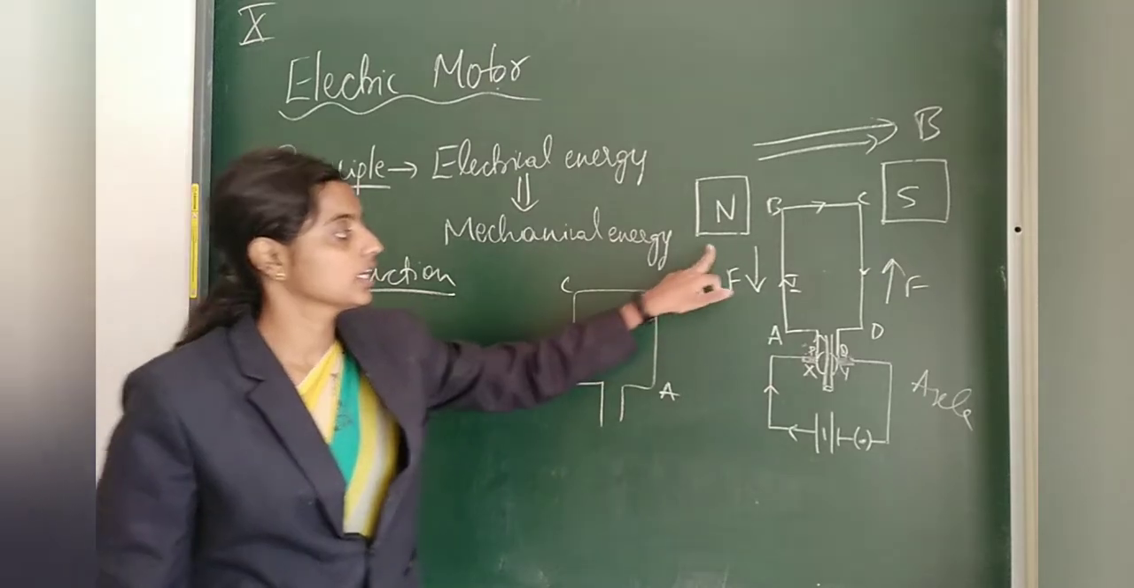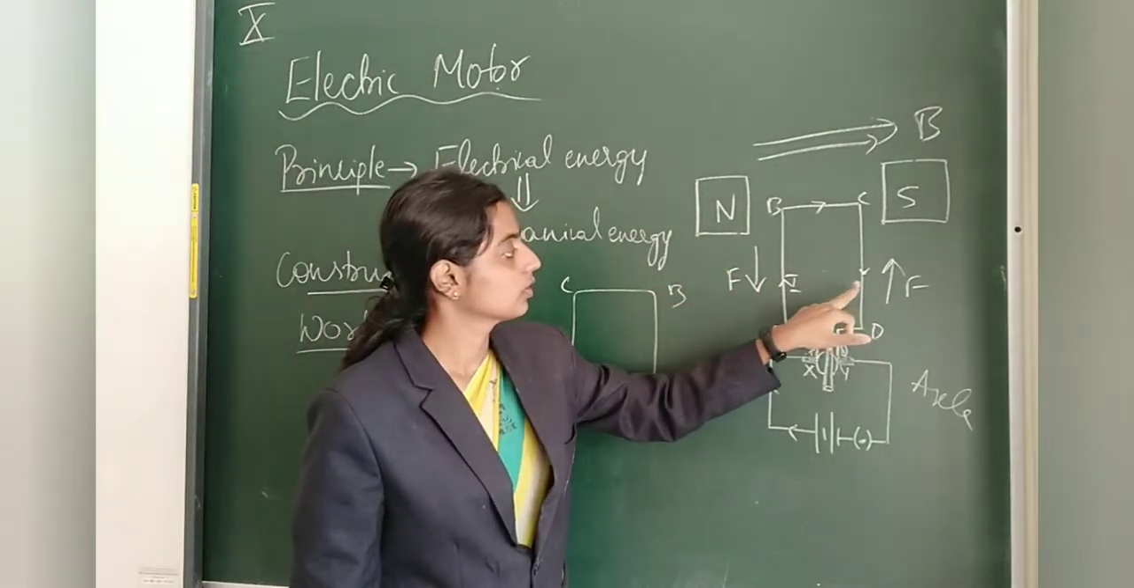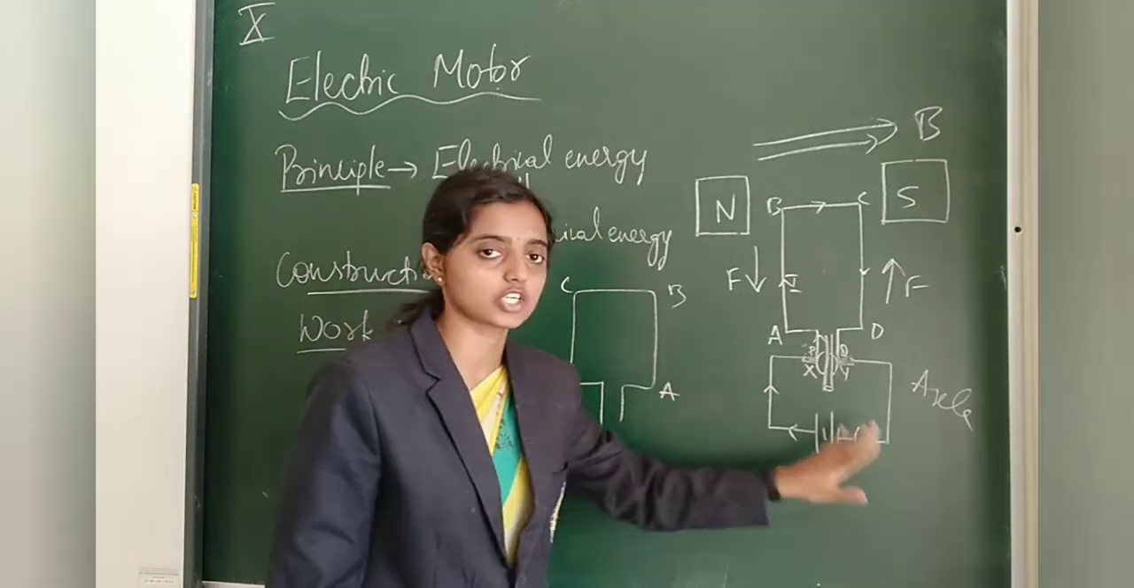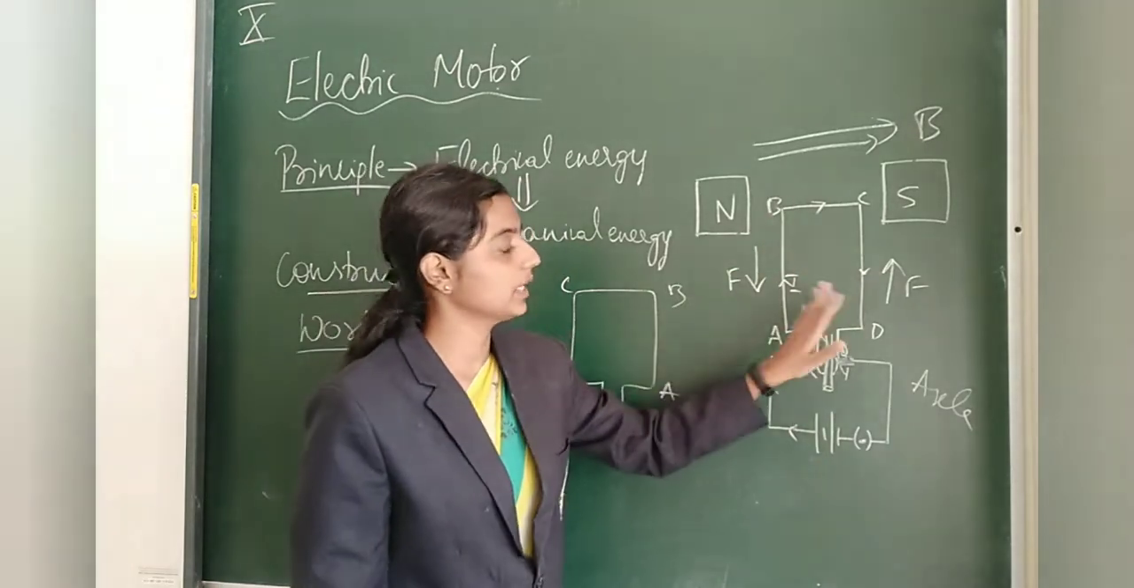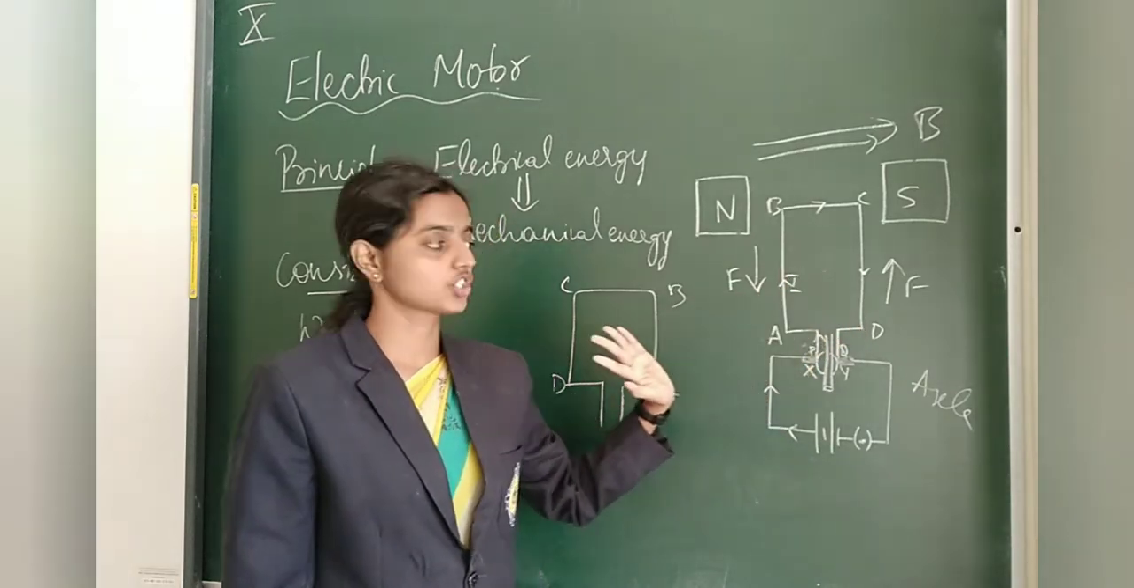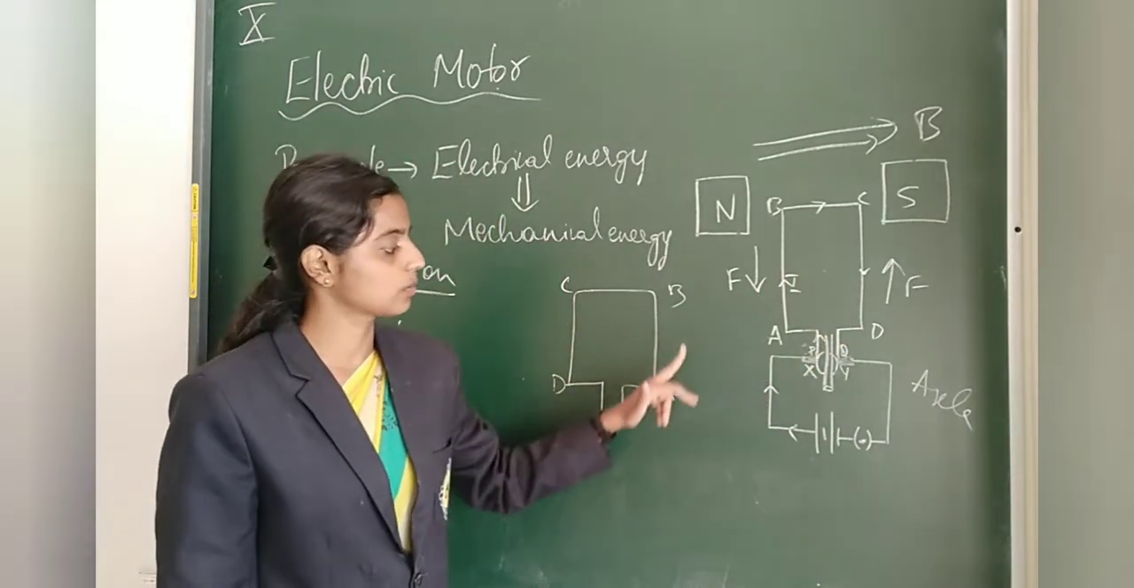But the direction of current, force and B will be the same, because we have the positive terminal here only. We are not interchanging this one. Only the coil will be interchanged, right? So only the coil will be interchanged. So these are the points we can observe here.